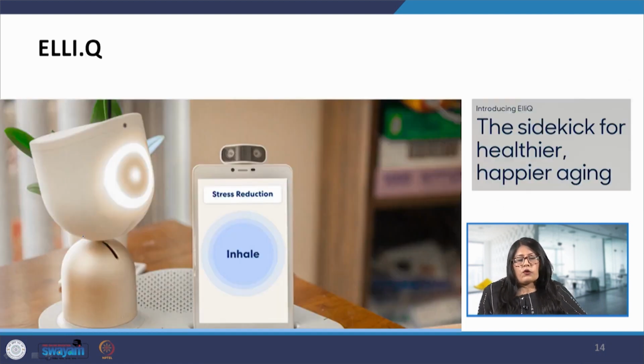So this is one of the examples of affective computing, or emotional artificial intelligence, which is LEQ. It is a static robot. It does not move, but it lights up. It speaks to the user, and as you can see, there is a provision to keep the cell phone which attaches to it. This particular robot is aimed at the elderly population, because the elderly most of the time get lonely.